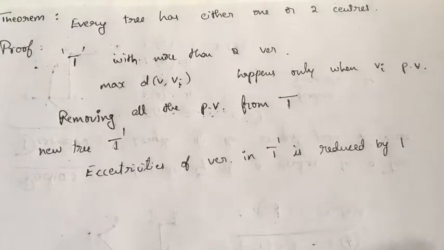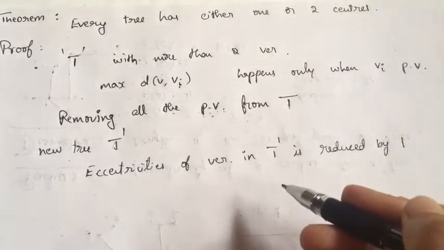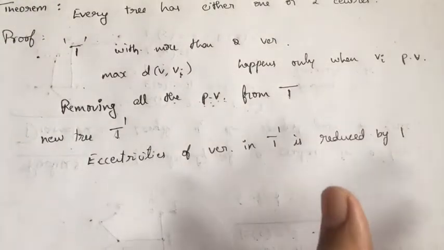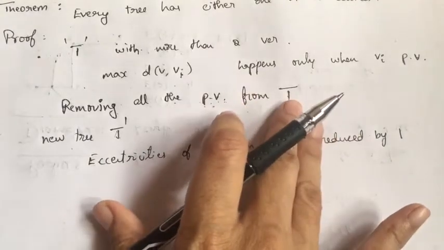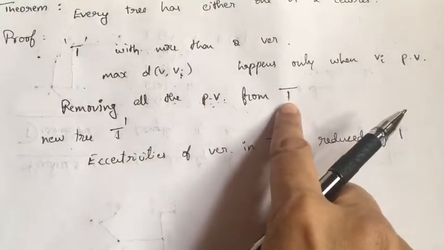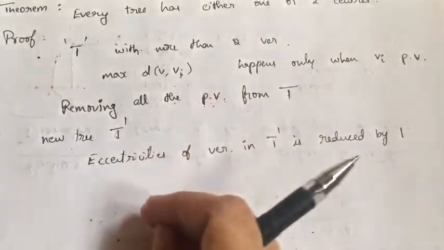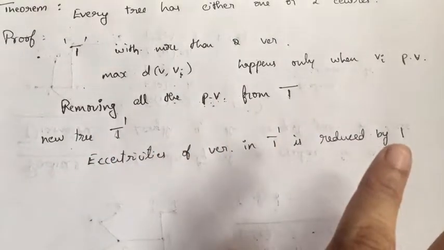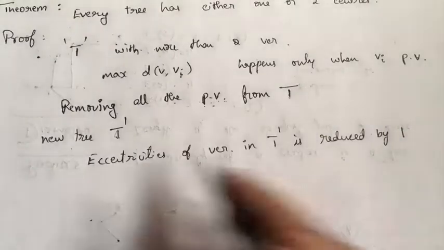It is reduced by 1, that is, it is 1 less than the eccentricities when they were in T. So the center will not change, because I have just removed the pendant vertices. Say some vertex was the center here in T. On removal of pendant vertices, eccentricities of all the vertices are reduced by 1. So the center won't change. The center of T remains the same as the center of T dash.